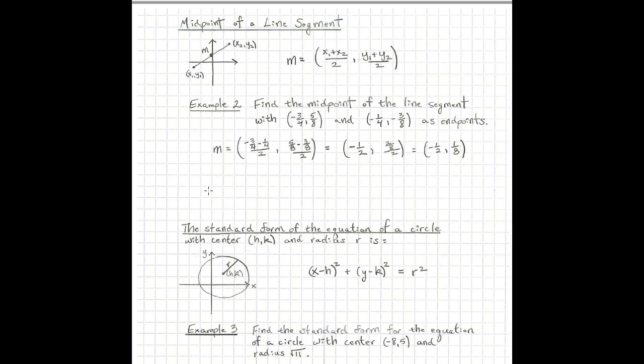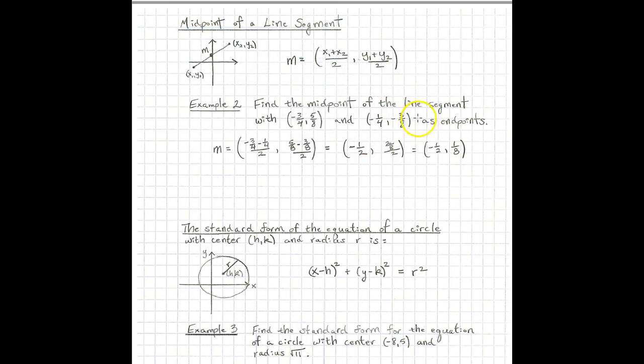The midpoint of a line segment, hopefully that's a familiar formula as well, but the midpoint of any line segment is just halfway between x1 and x2 and y1 and y2. So that's how you get these simple formulas. x1 plus x2 divided by 2 and y1 plus y2 divided by 2. Essentially the average of the two x's and the two y values.